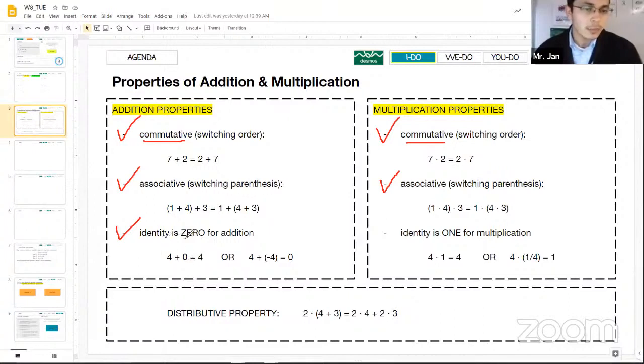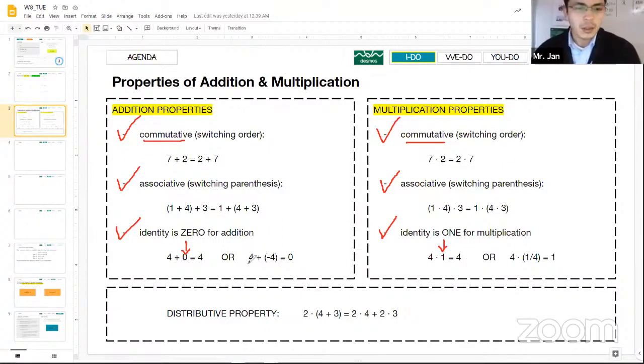So that's the identity property, and identity would be 0 for addition. Very similarly, for the identity property for multiplication, any number, when you multiply it by 1, is always equal to itself. So 1 will be the identity for multiplication. Any number multiplied by 1 is always itself.